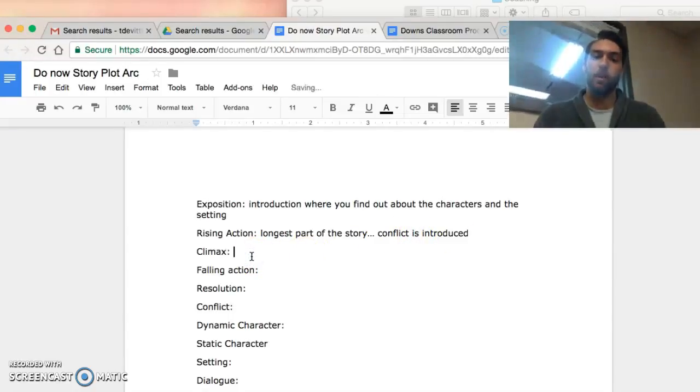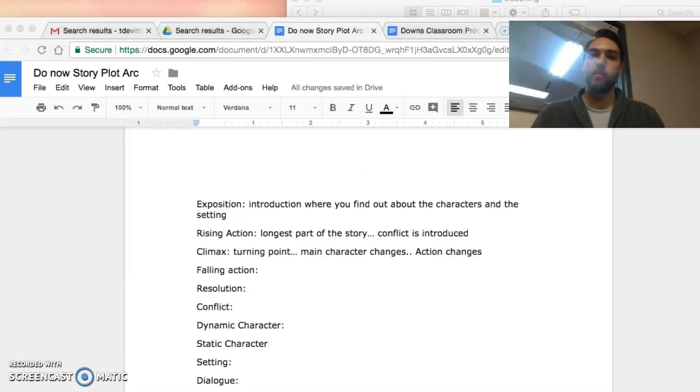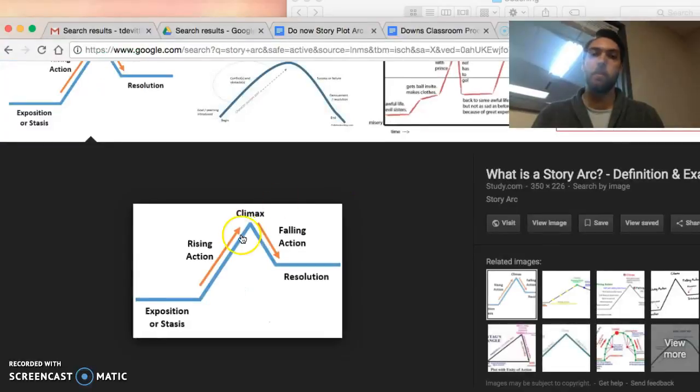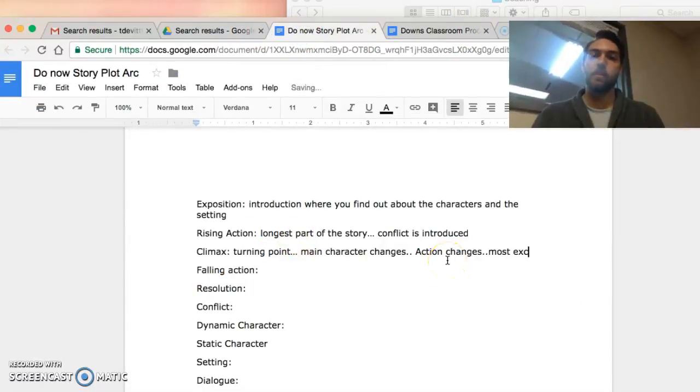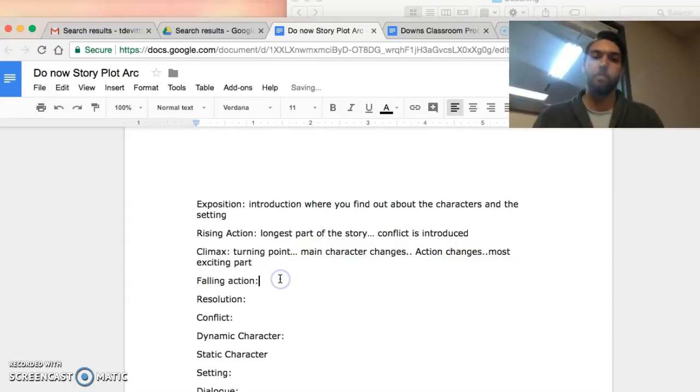The climax, we're going to also refer to this as the turning point. This is where the main character changes somehow, or the action changes somehow. So looking at this, we call it the turning point because literally the story turns. It changes right here at our climax. The climax is also the most exciting part of our story. The falling action and the resolution are pretty similar. This is where the story starts to wrap up, and this is just the end of our story.